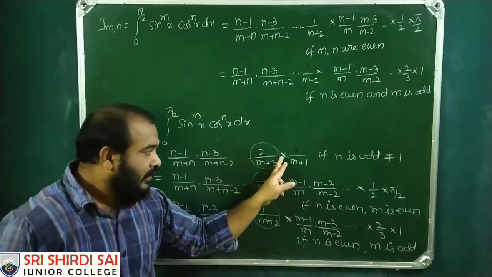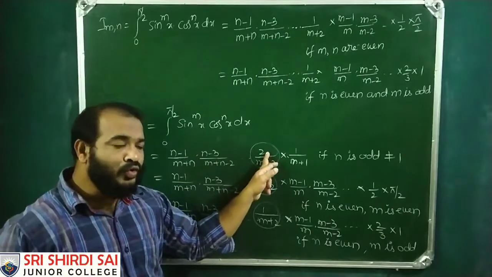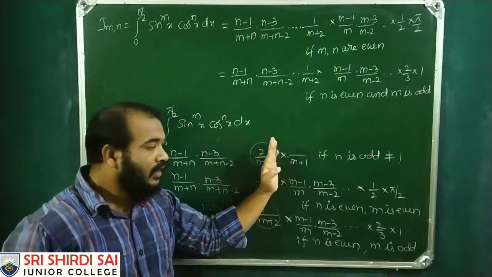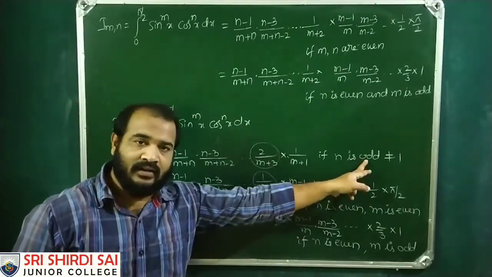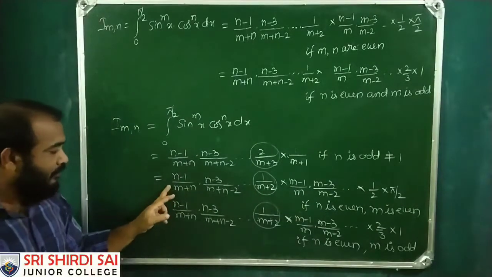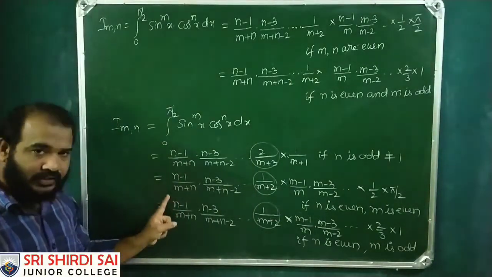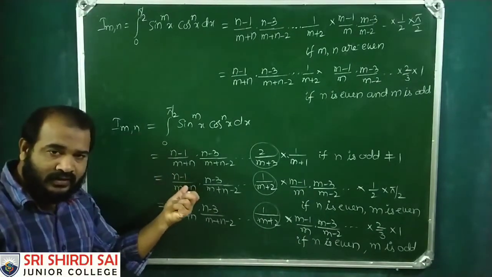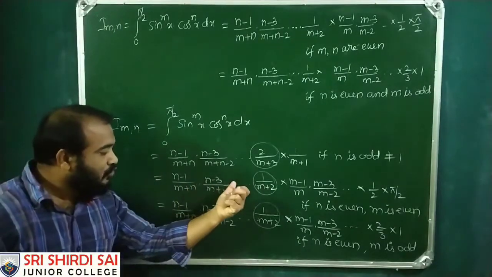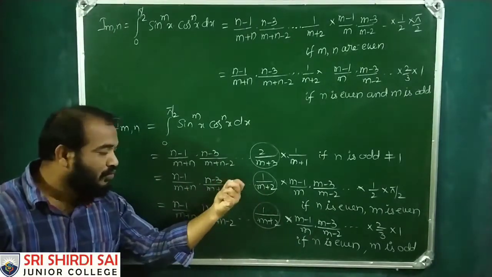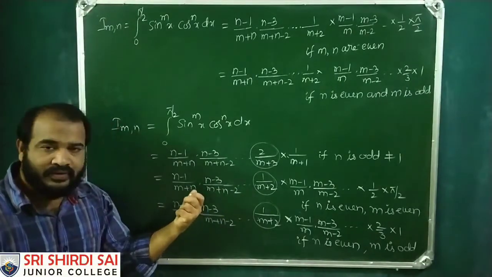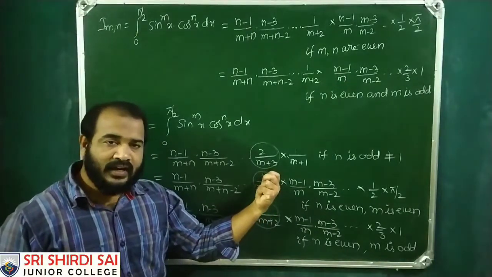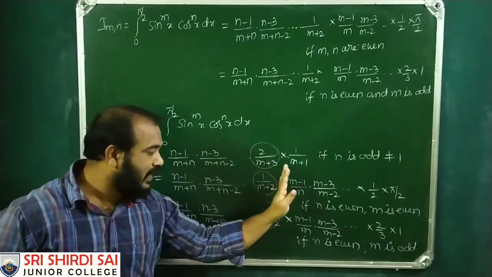Whenever we are getting 2 or 0 in the numerator, then we have to end up here into 1 by (m plus 1), is what we need to write. So, you begin with the term (n minus 1) by (m plus n), and go on writing the numerator with successive factors reduced by 2, and so is the case with the denominator. And you proceed as long as the numerator becomes either 1 or 2, then you just have to stop.